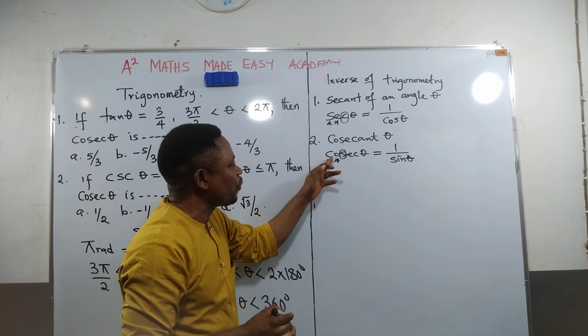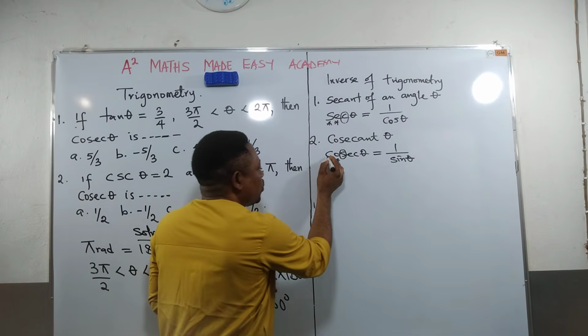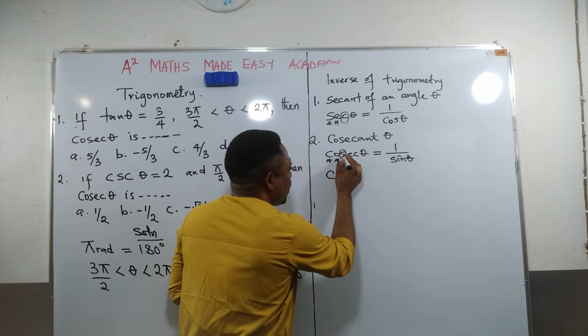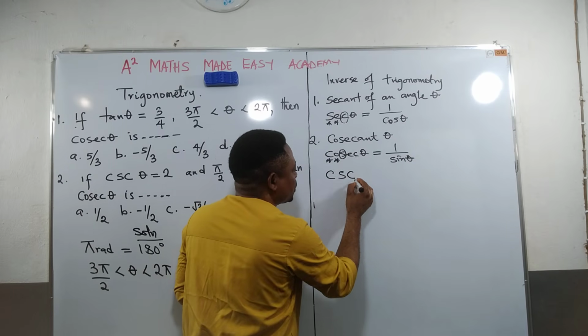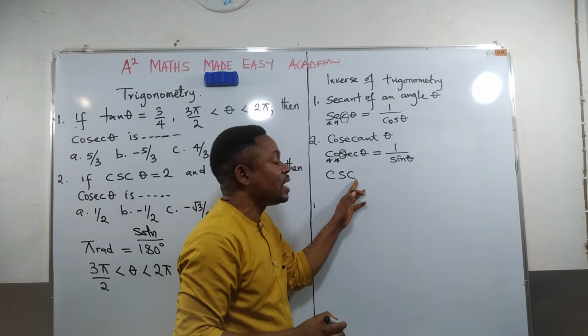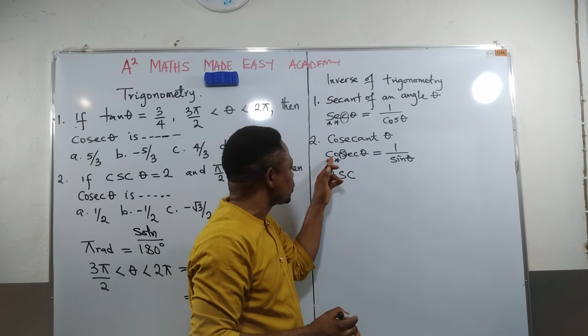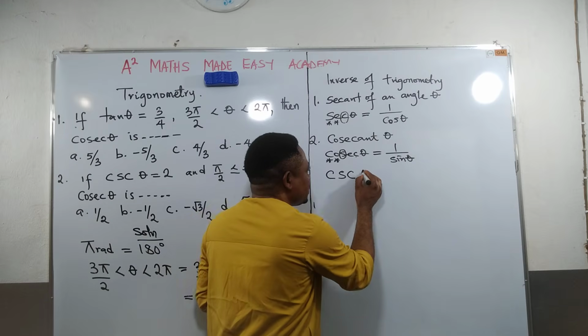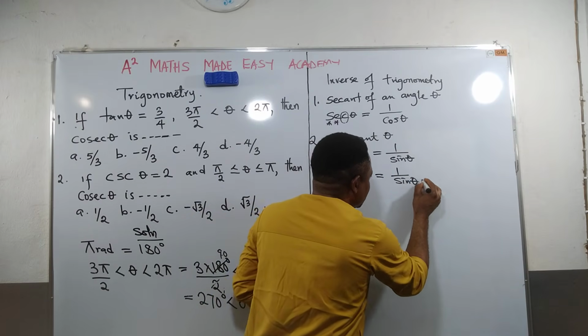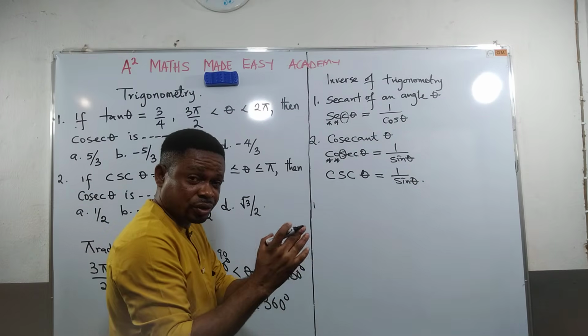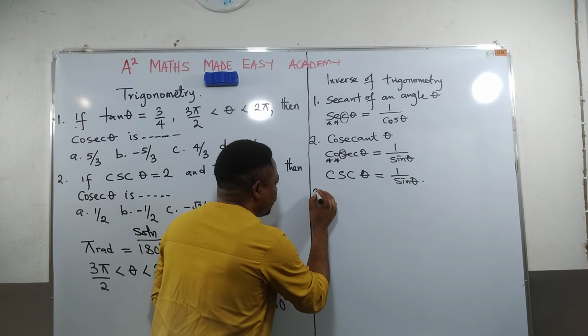And another way of writing cosec theta: I will take the first letter, which is C, the second letter, which is S, and the last one, which is C. They can ask you to evaluate CSC. So CSC means cosec theta as well. Then CSC theta also implies 1 over sine theta. This is the second branch of inverse of trigonometry. I will take you to the final one.